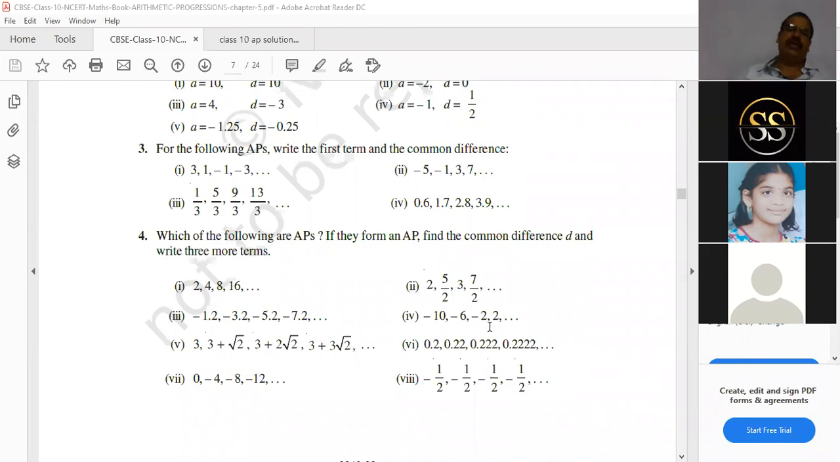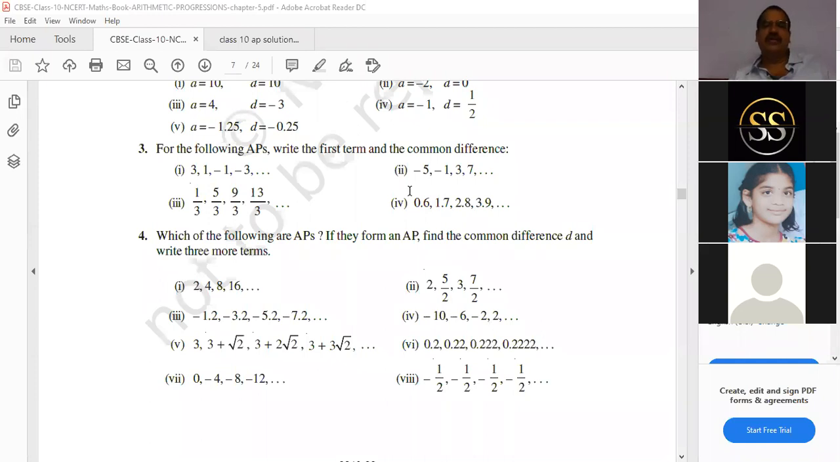Now coming to the fourth one. You tell me, is it in AP or not? Better to say one student. If everyone answers together it means disturbance. Tell me one student. If he does not tell, we'll give a chance to others. Yes or no? Not in arithmetic progression? No, it is in arithmetic progression only.